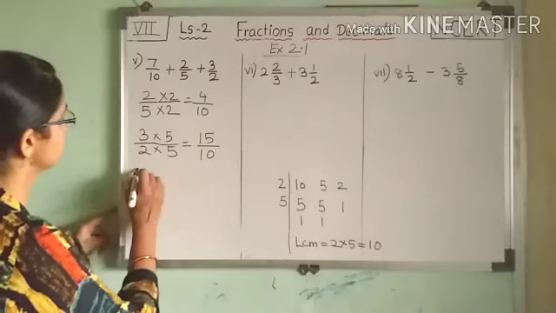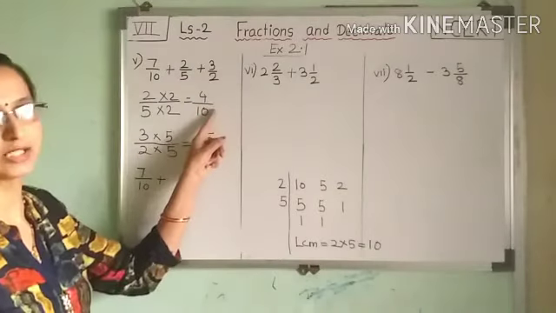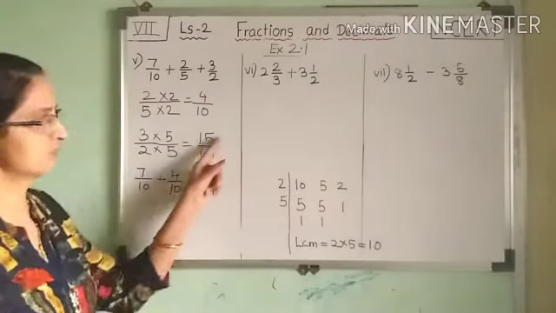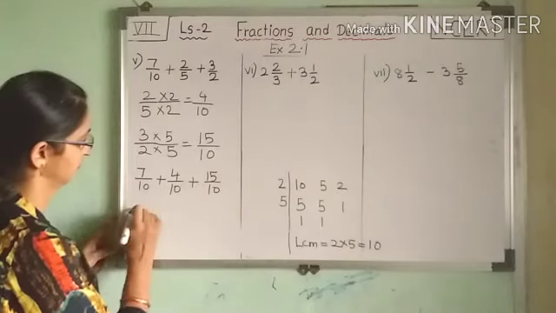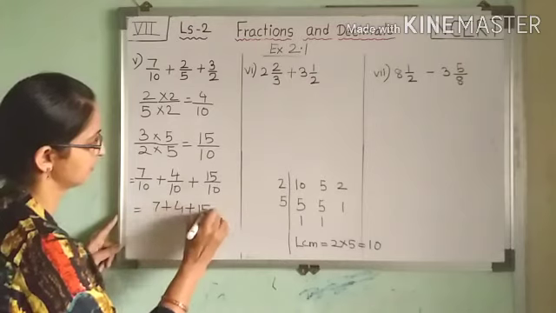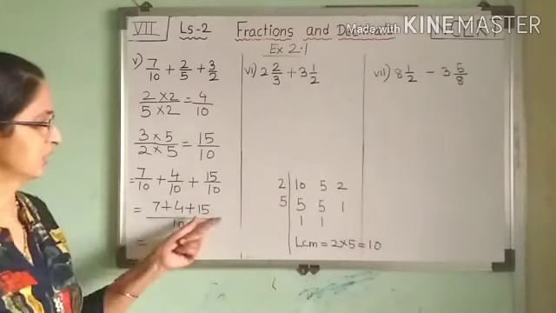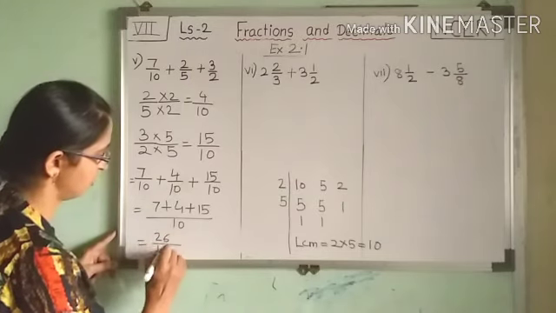So first fraction is 7 upon 10 plus second is 4 upon 10 plus 15 upon 10. 7 plus 4 plus 15. Write denominator only once. Now 7 plus 4 is 11. 11 plus 15 is 26 upon 10.